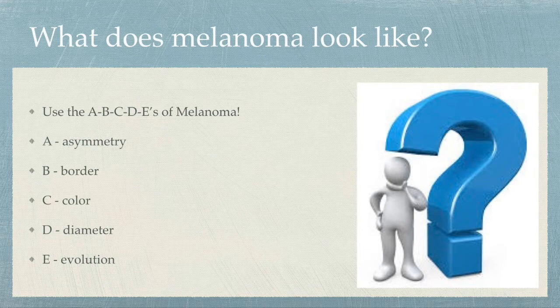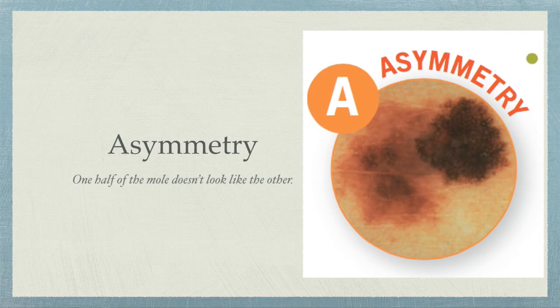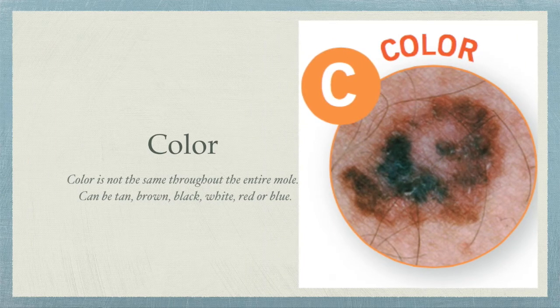So what exactly do melanomas look like then? Well, the A in the A, B, C, D, E's is for asymmetry, which is when one half of a mole doesn't look like the other half. B stands for border, which is when the edges of the mole are irregular, not clearly demarcated from the skin around the mole. C is for color. Moles should be the same color throughout, but melanomas can be multiple colors.